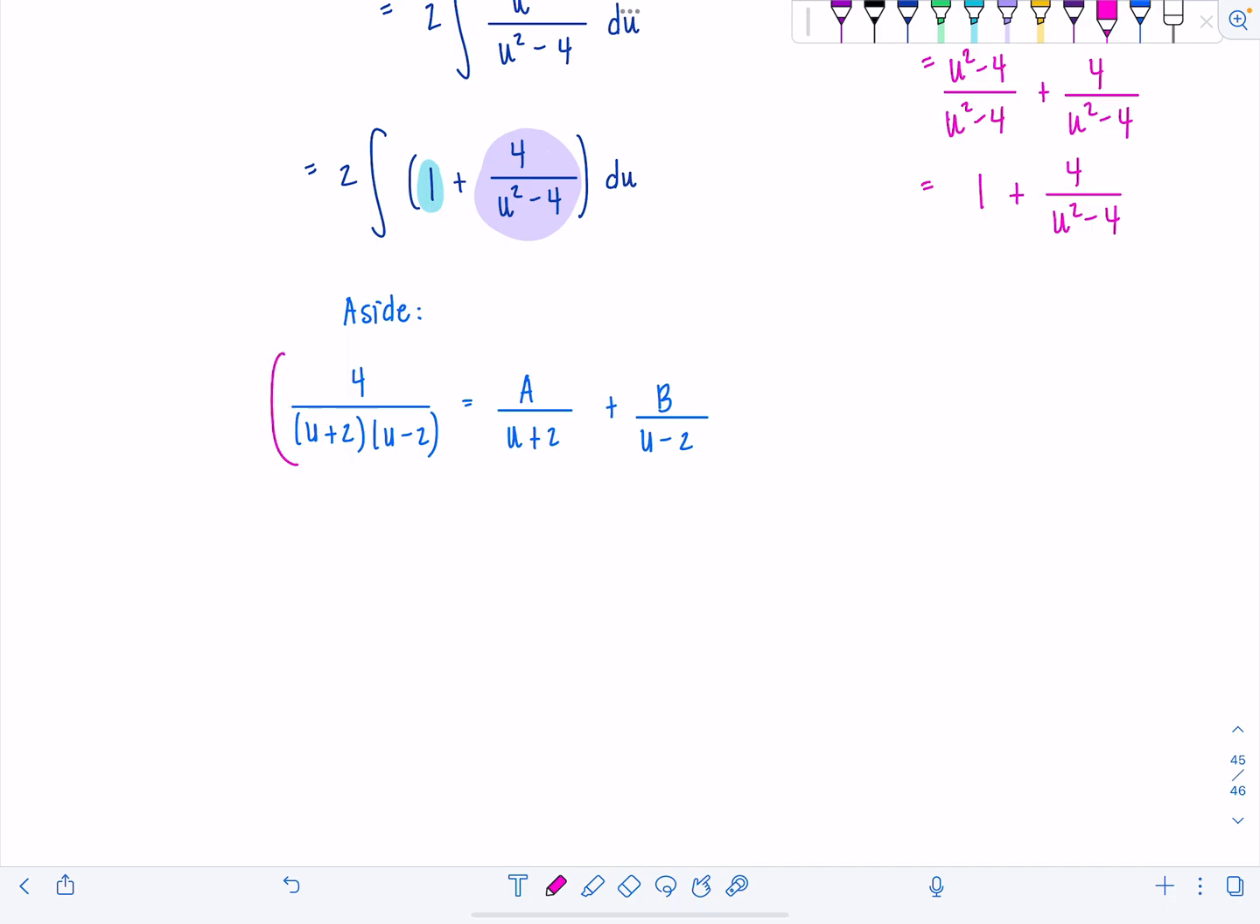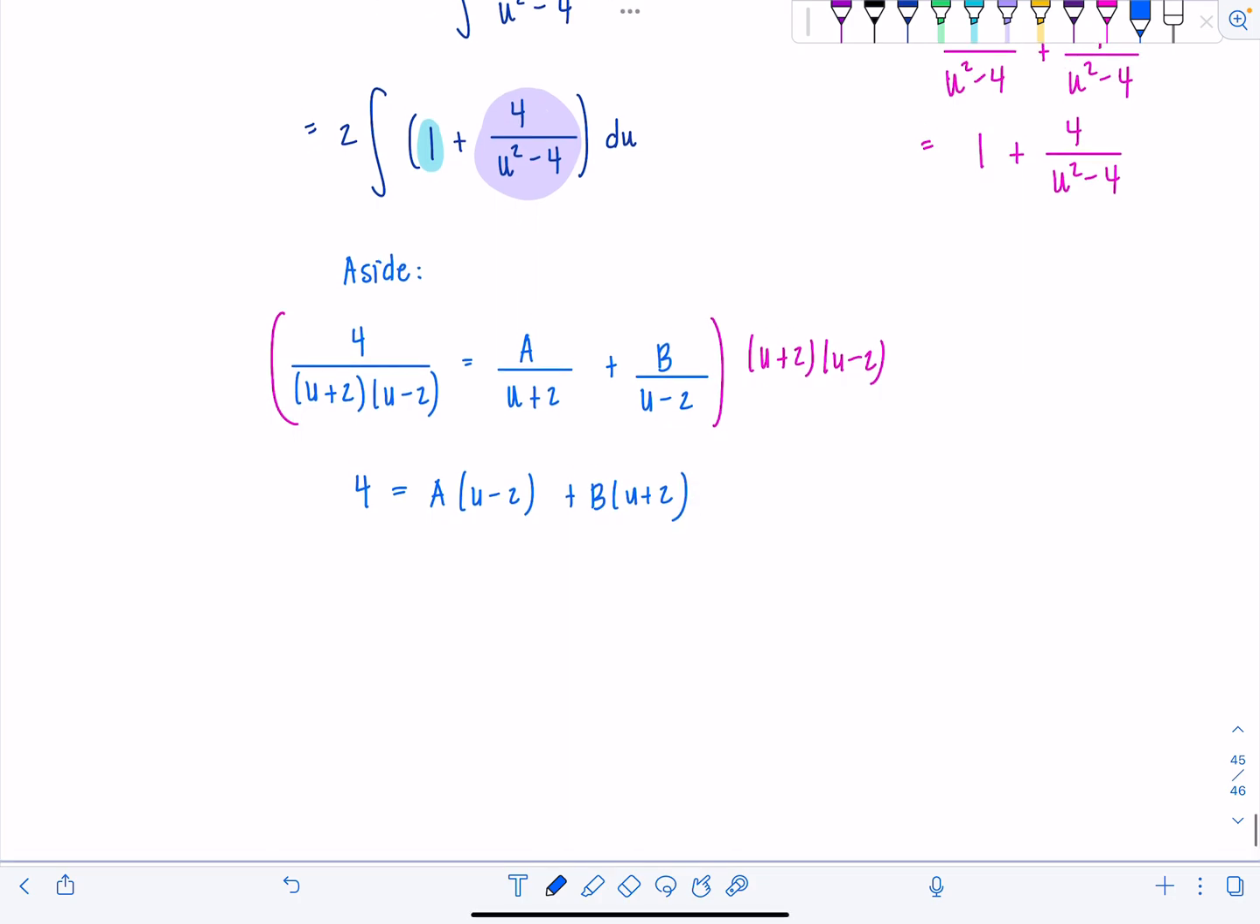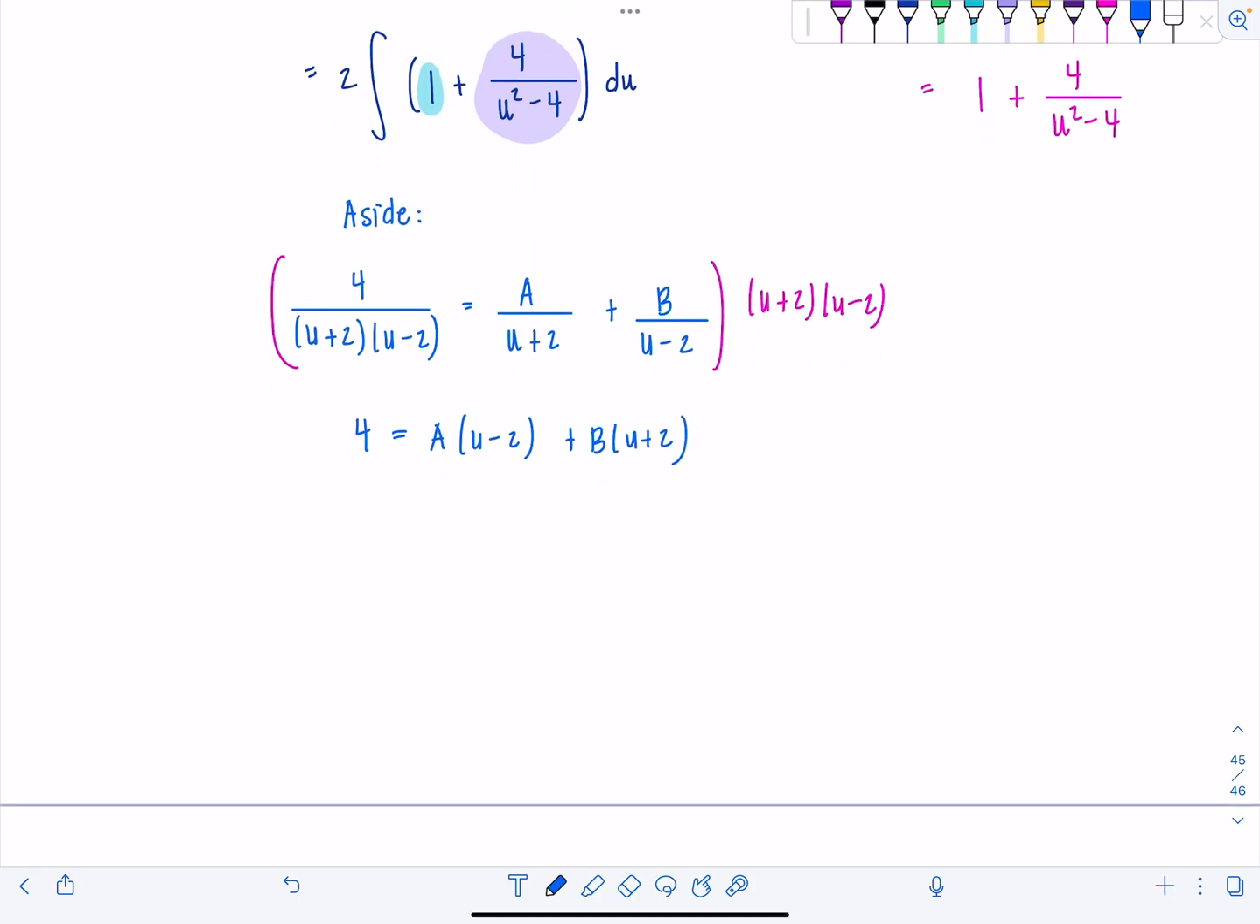So to solve for a and b, I'm going to multiply through by the LCD, u plus 2, u minus 2. And then now we have just 4 on the left-hand side. A times u minus 2 plus b times u plus 2. And then a couple different ways you can solve this. We can just substitute in, let u equal 2, and then 4 equals a times 0 plus b times 2 plus 2 is 4. 4 equals 4b, so b equals 1.